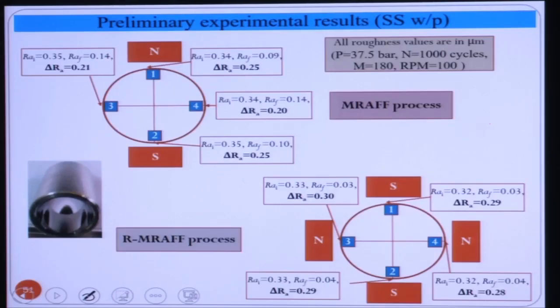After that, we have done the experiments on cylindrical workpieces. We have used this rotational Magnetorheological abrasive finishing process for polishing the internal surface of cylindrical workpieces. So this kind of cylindrical workpiece we have used. After MRFF, we checked the surface roughness at different places, and after RMRFF, we checked the surface roughness at different places. We have seen that almost uniform polishing is achieved by using this rotational MRFF process.